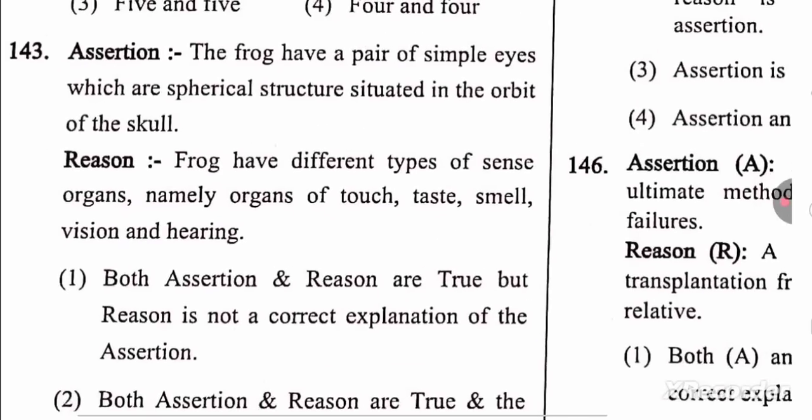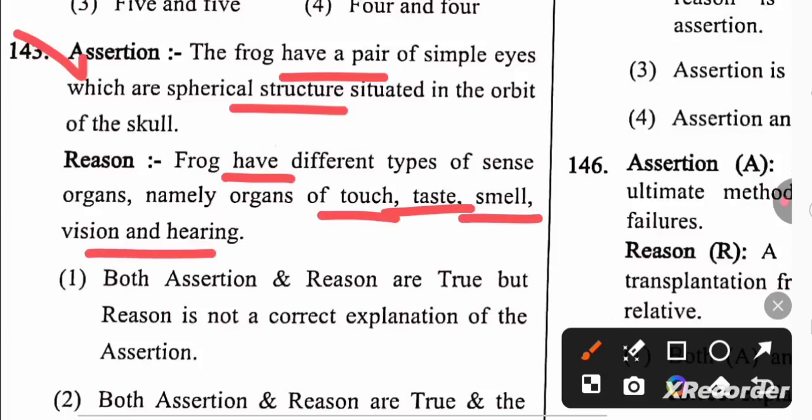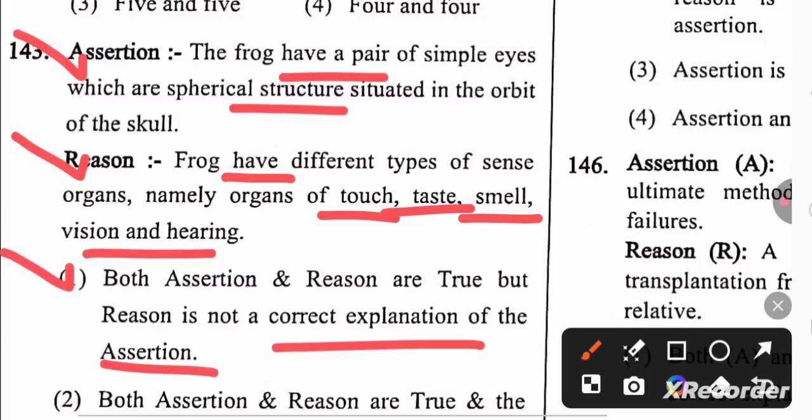Assertion: A frog has a pair of simple eyes which are spherical structures situated in the orbit of the skull. True statement. Reason: Frog has different types of sense organs, namely organs of touch, taste, smell, vision and hearing. Reason also right, but reason is not the correct explanation for the assertion. So option 1 is the right answer for this question. Let us move to the next question.